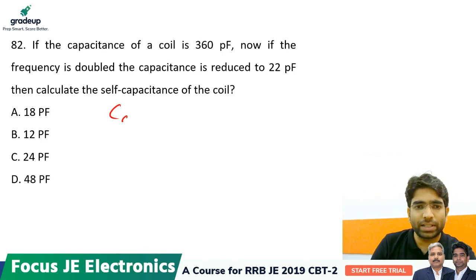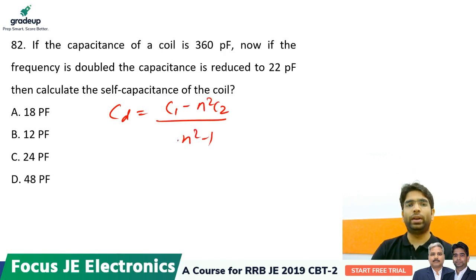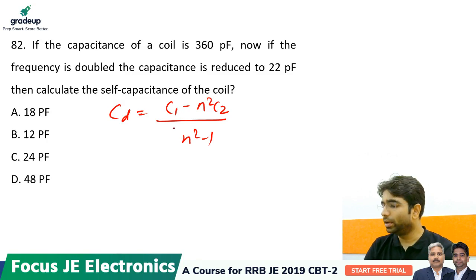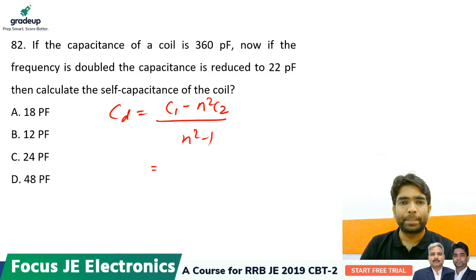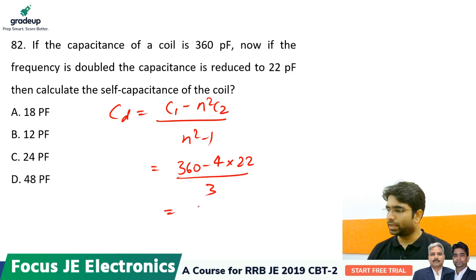The self capacitance of the coil is given as (C1 minus n squared C2) upon (n squared minus 1). The frequency is doubled, so the value of n will be 2. So can you say that it will be 360 picofarads minus 4 times 22, upon 3?